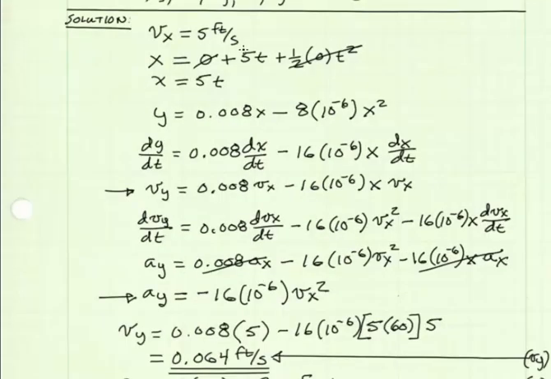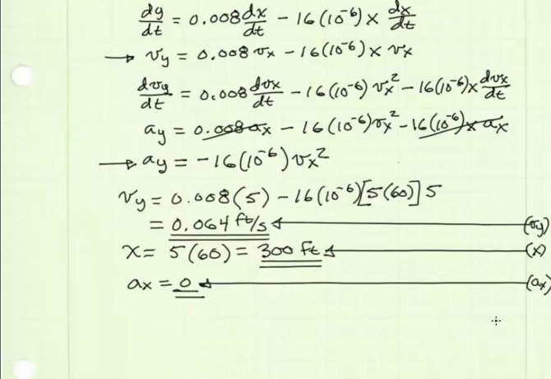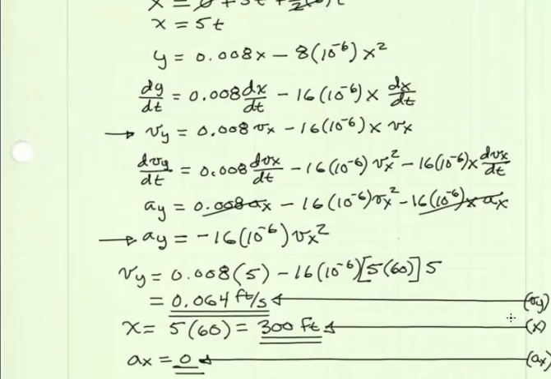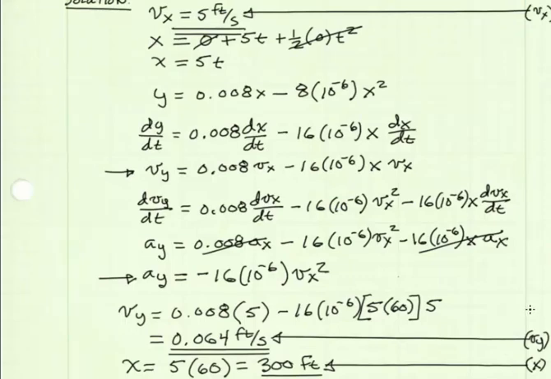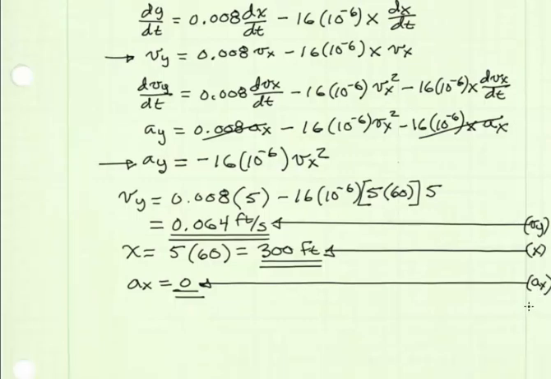I can also double underline my velocity in the x direction and mark that in the margin. As I've already stated, my acceleration in the x direction is equal to 0, so I can also mark that. So I have my velocity in the x direction up here at the top, my velocity in the y direction, my x position, and my acceleration in the x direction. So I just need to get my y position, and I need to get my acceleration in the y direction.